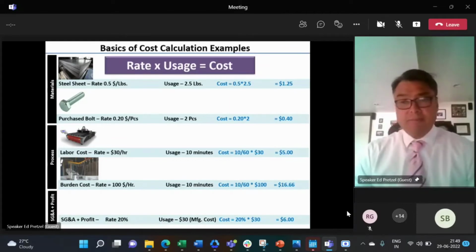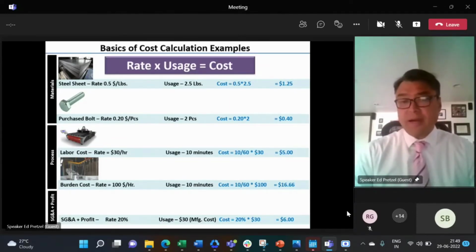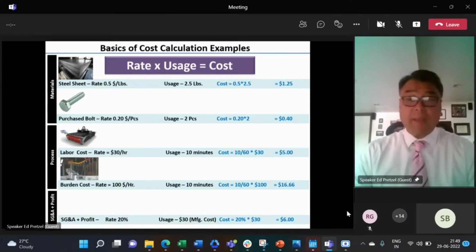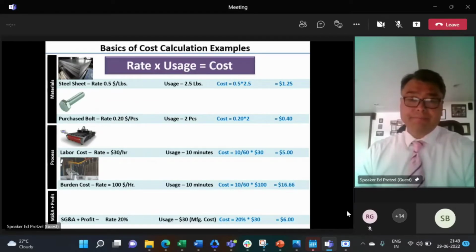Other examples is labor, again, and burden. Burden is interesting. We want to translate that into a cost per hour. Essentially, the way you can think about it is you are renting the plant management team and the direct labor, but you're paying for more than just the plant management team. It's everything that it costs to run that facility. So as we listed earlier, utilities, property, taxes, rent, repairs and maintenance, etc. And then there's SG&A and profit, typically a percentage, and that's applied to manufacturing costs or the sell price.